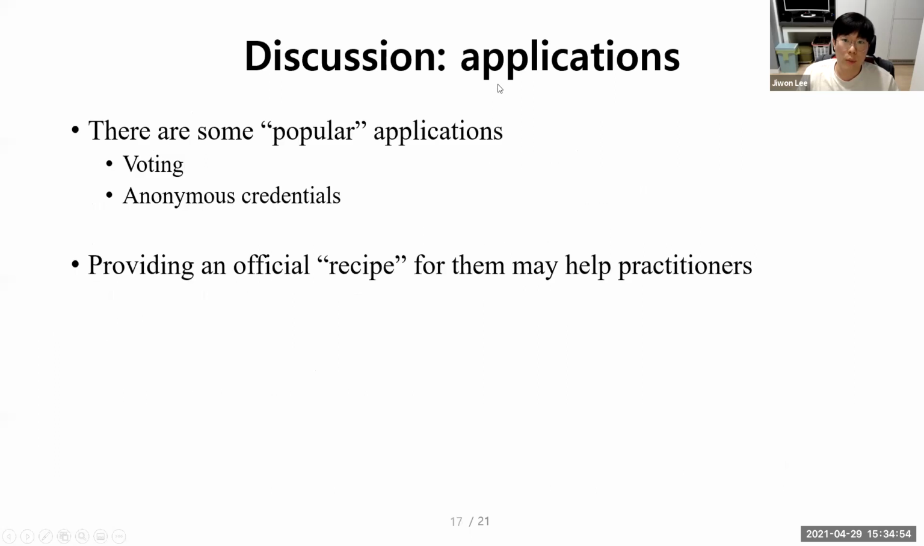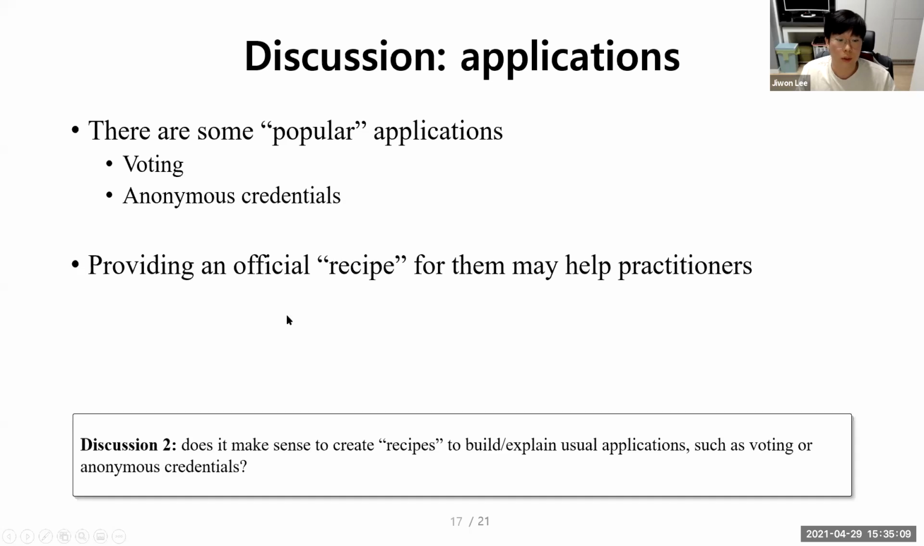And the next one would be for the application. Of course, we all agree that there are some popular applications like voting or anonymous credentials, right? So maybe it could be really helpful for practitioners if we can provide some official recipe or a manual to make these kinds of applications. So discussion number 2 is, does it make sense to create recipes to explain usual applications?